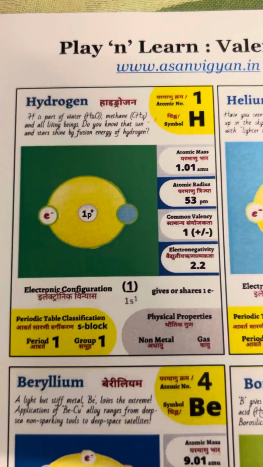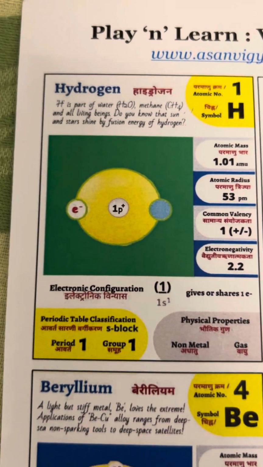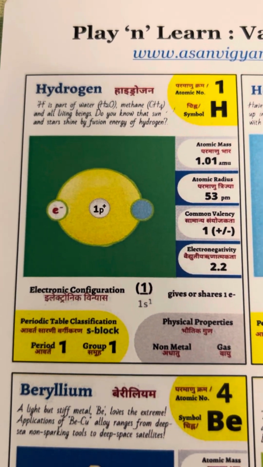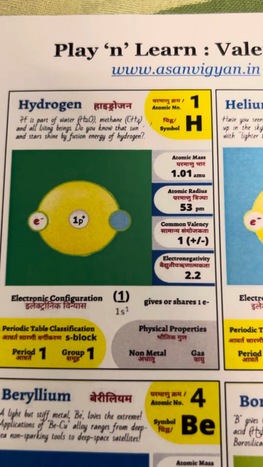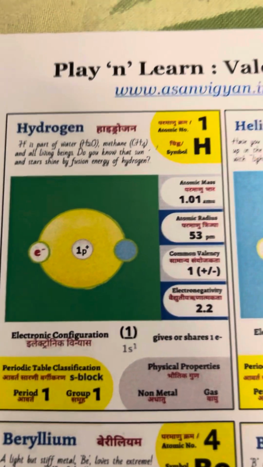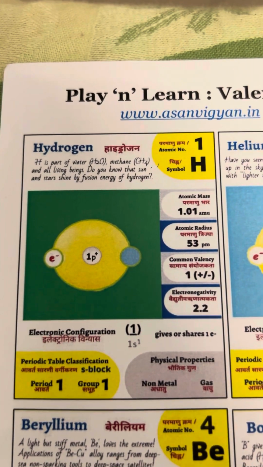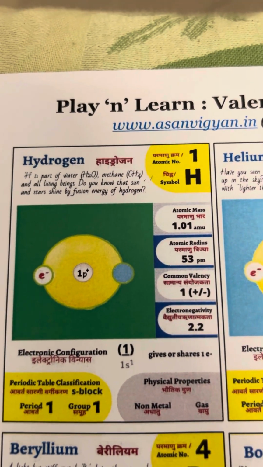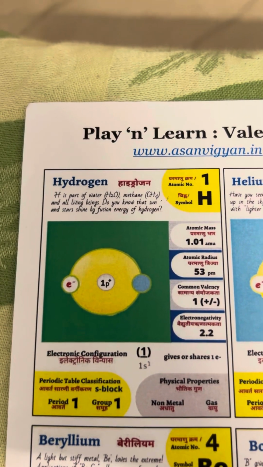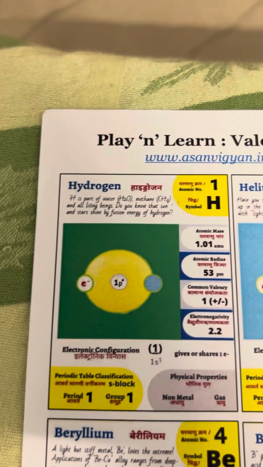is H. Then we have information about the electronic configuration, that means how many electrons are there in which shell, along with certain information like atomic mass, atomic radius, common valency, electronegativity, and properties like how many electrons it can give, take or share. We also have information about its position in the periodic table, that is its period and group number, along with physical properties like whether it's a metal or non-metal, whether it's solid, liquid or gas. So these are very basic informations of chemistry, without which it is very difficult to progress or appreciate the subject.